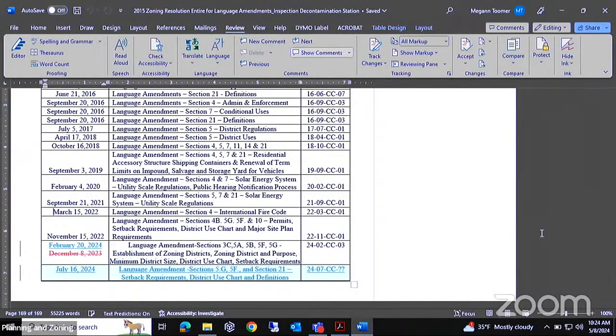Okay, any more questions from you guys? I guess we should open this up for public comment. Do we have any public comment? Do we have anybody on Zoom? Since no public comment, I guess we'll close public comment. I'll make a motion to approve public hearing number 1, language amendment, inspection and decontamination station from the land use department. I'll second that.